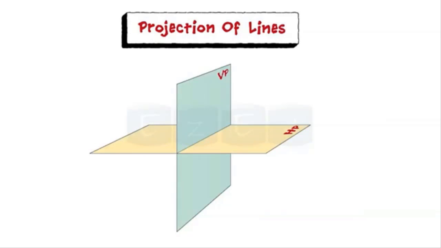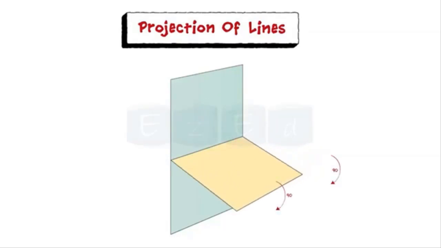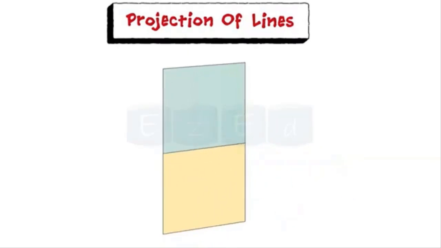A line AB may be situated in space in any of the four quadrants. Consider line AB is situated in first quadrant. The position is obtained by extending the projectors onto the planes. Now, opening the horizontal plane or rotating the plane in clockwise direction, we get the following result.